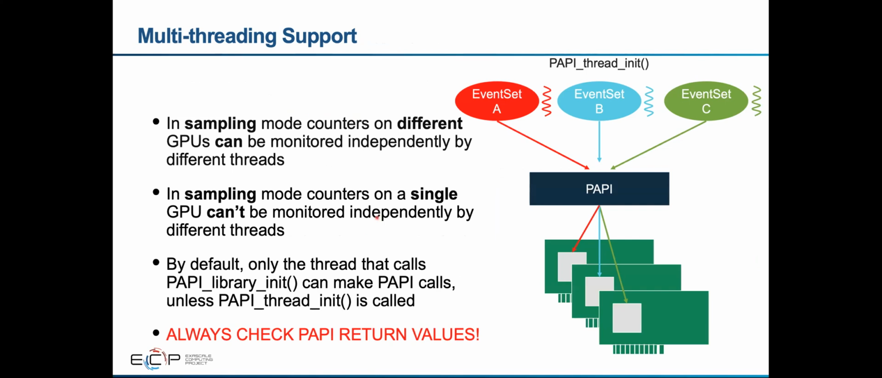The old ROCm component also only supported single thread monitoring. In PAPI, this means that only the thread that calls PAPI library init is allowed to create event sets and monitor hardware counters through them. However, applications can be multi-threaded, and each thread might be responsible for a different task that is executed on a dedicated GPU device. Therefore, it is important for application writers to be able to monitor those tasks independently.